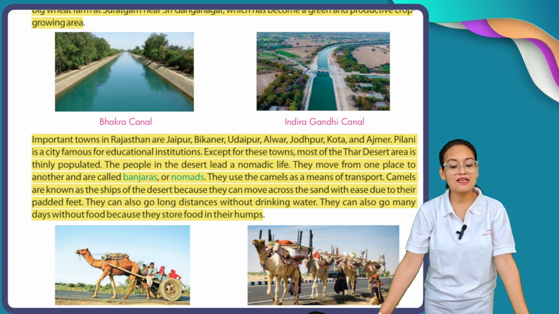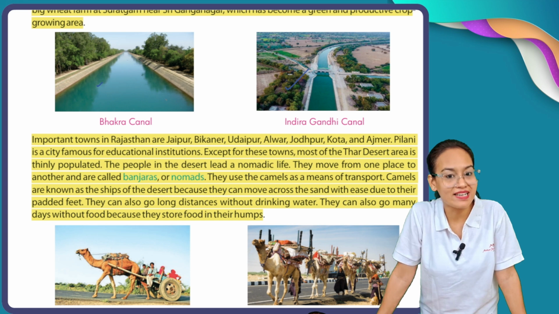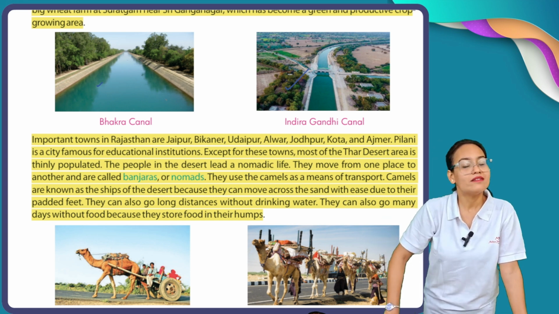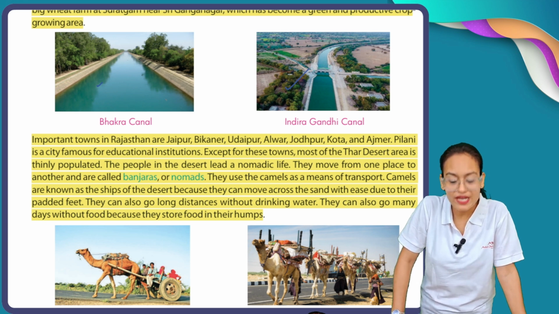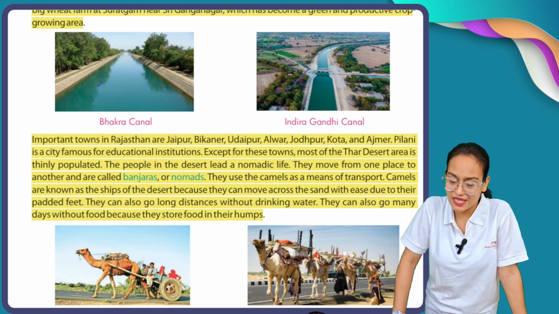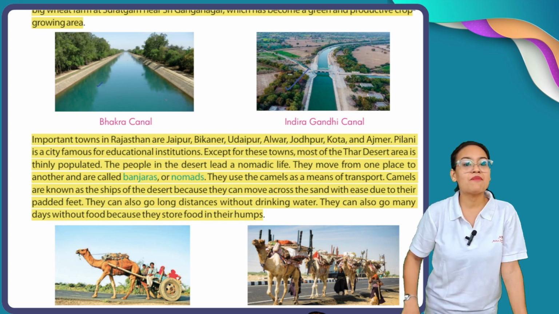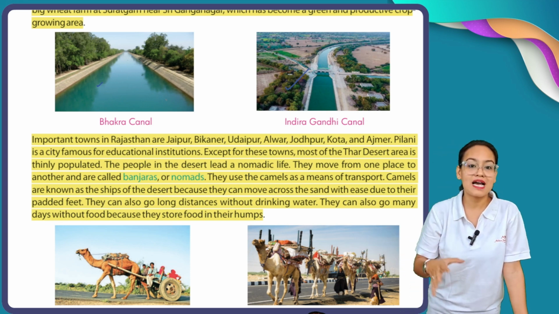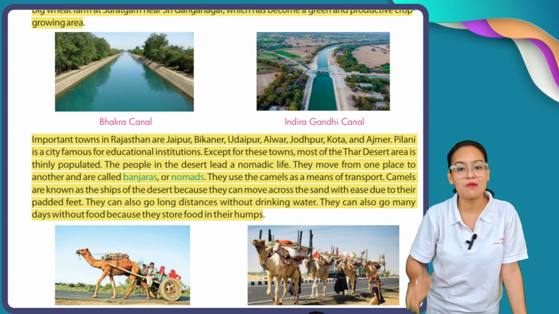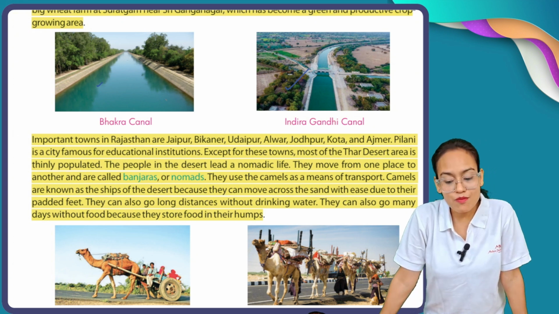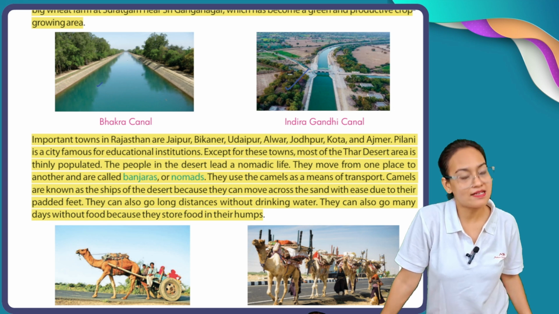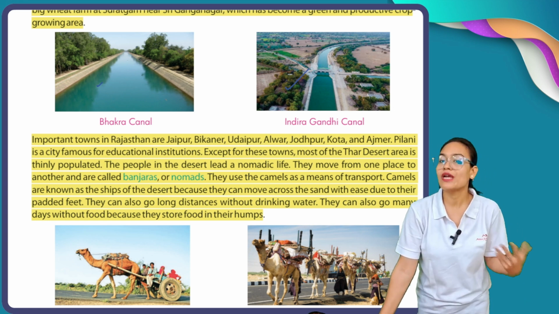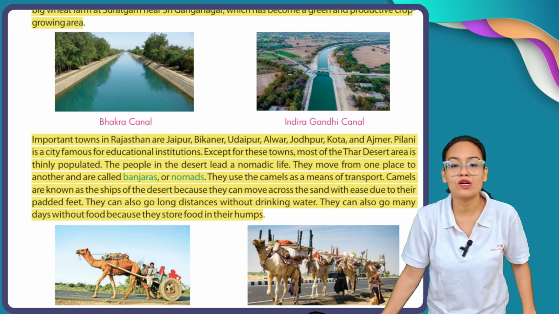The people in the desert lead a nomadic life. Now, what kind of life do these desert people live? They live a nomadic life. What is the meaning of nomadic? Nomadic people move from one place to another. They don't reside at any one place permanently. They move from one place to another and are called Banjaras or nomads. So in English, we call them nomads, and in Hindi, we call them Banjaras.